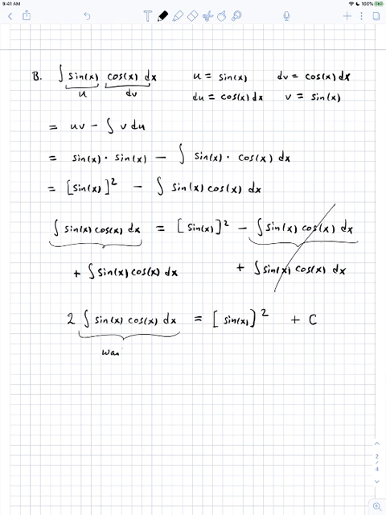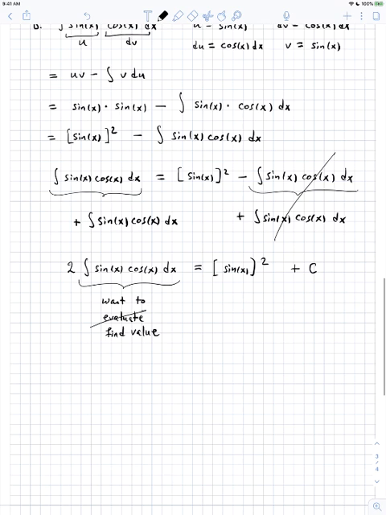So we want to evaluate. Well, I say evaluate, but what we really want to do is find the value of this thing. And that's really what we're doing. We're not actually evaluating it because all I have to do is now solve for the unknown quantity. That is, divide by 2.